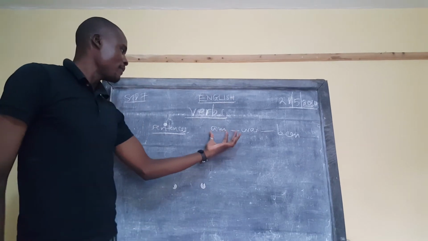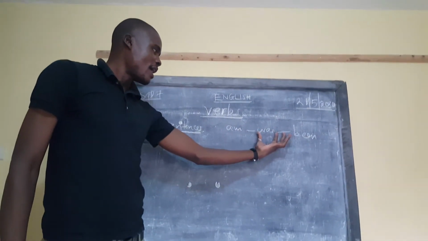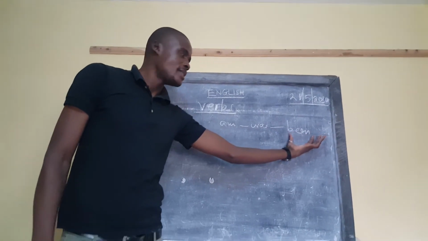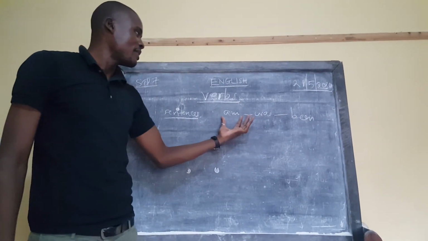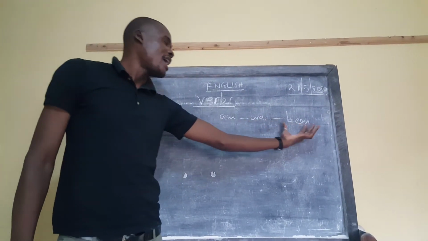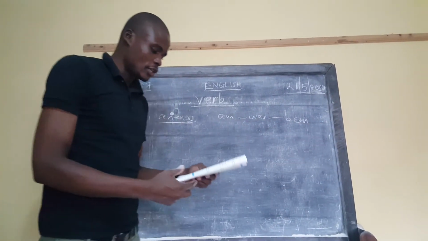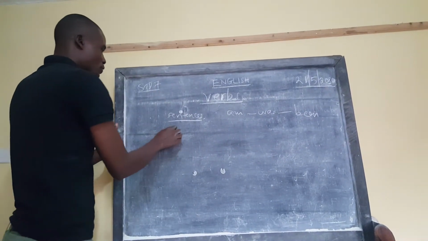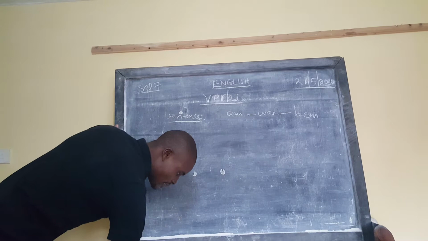So I am sick today. I was sick yesterday, and I have been sick. So realize that am is now a verb on its own. I am sick, I was sick, I have been sick. So we are adding have there when it comes to that. So that is just going to give the first example.